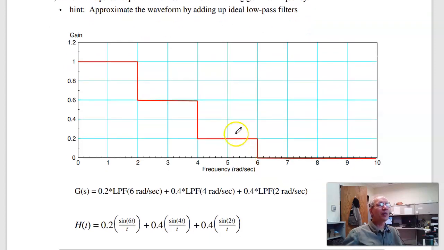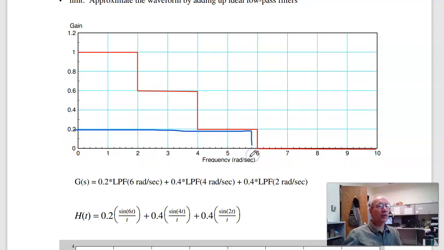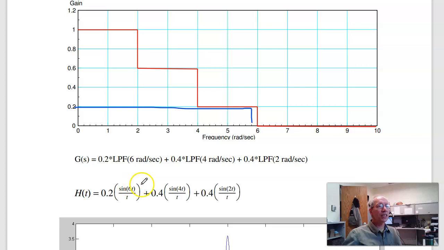For example, come up with a filter to implement this filter, or come up with a filter to implement this gain versus frequency. Not really easy to do with capacitors, inductors, active low-pass filters. Pretty easy to do with a FIR filter. For an FIR filter, the impulse response of an ideal low-pass filter is just sine of t over t. If the corner is at 6 radians per second, it's sine of 6t over t.